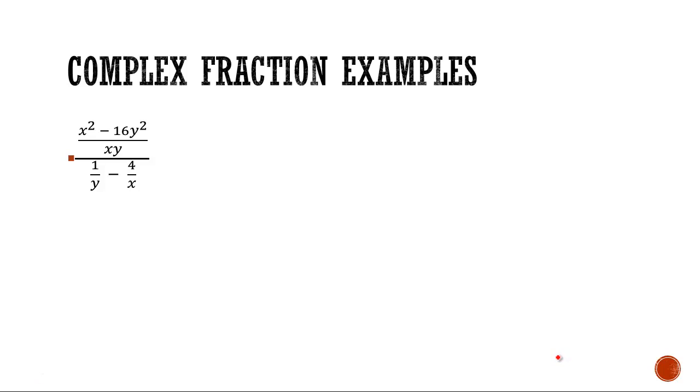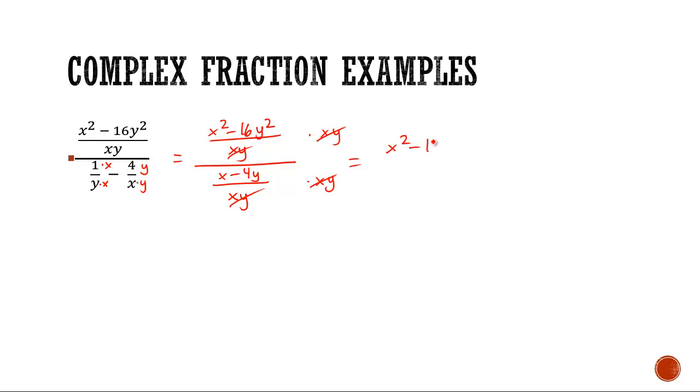And here's another example. Again, let's get them all in the same common denominator, and that would be xy. So here you're missing an x, here you're missing a y. So we actually have x squared minus 16y squared over xy over x minus 4y over xy. If we multiply both top and bottom by xy, our denominators are gone, and we have x squared minus 16y squared over x minus 4y.